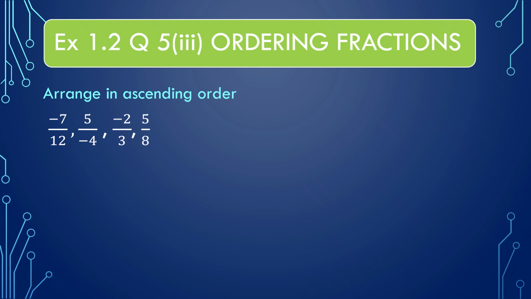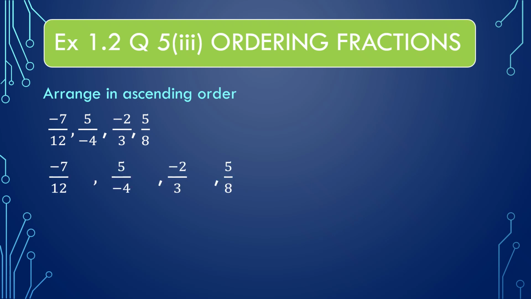Now this is exercise 1.2 question number 5, and our topic is ordering fractions. Here we have more than two fractions. We can compare fractions by cross multiplication when we have only two fractions. But when we have four fractions, we have another method, and here we will take the LCM of the denominators. Here the denominators are 12, minus 4, 3 and 8. With the LCM we can make common denominators, and then it would be easy for us to compare the numerators.